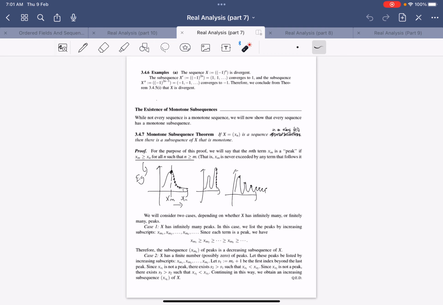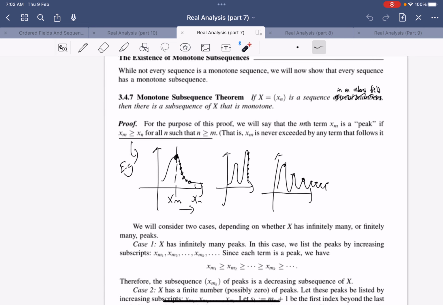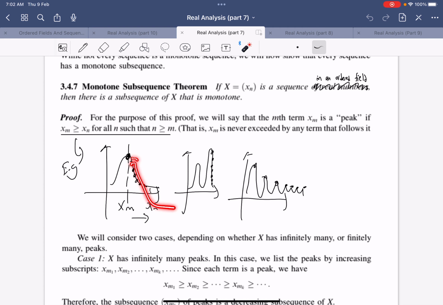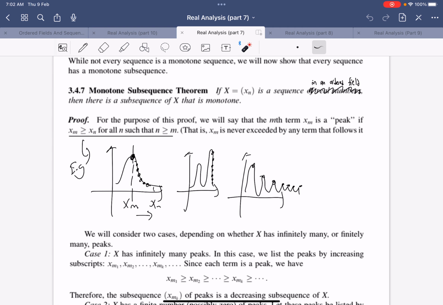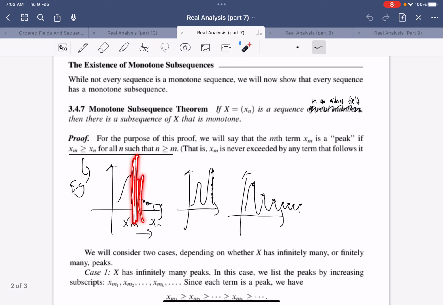Then, using this idea of a subsequence, for every sequence we can find a subsequence that is monotone. This works for any ordered field. The proof is a little interesting and very ingenious, and you have to make use of this idea of a peak. A peak is a point where every other point after it is smaller than it. In this case, this is a peak. These are all peaks. Every point after xm is a peak.